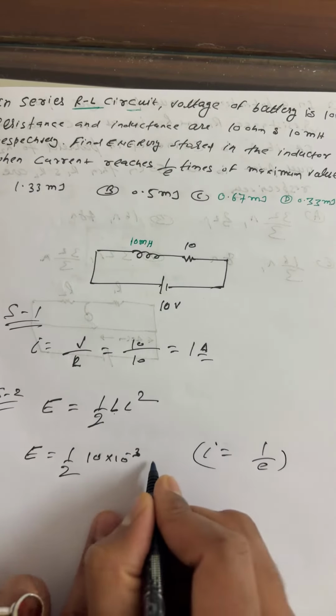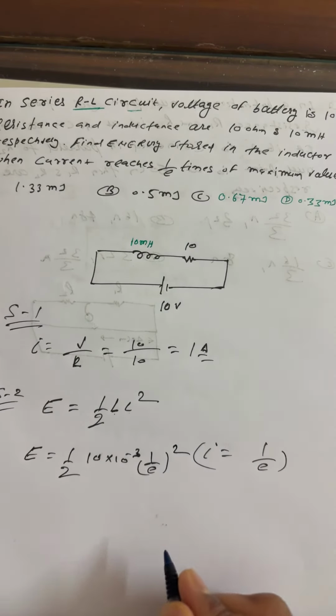1 upon E times beta. You can write 1 upon E beta whole square.